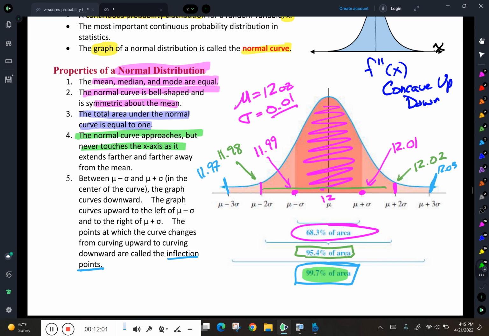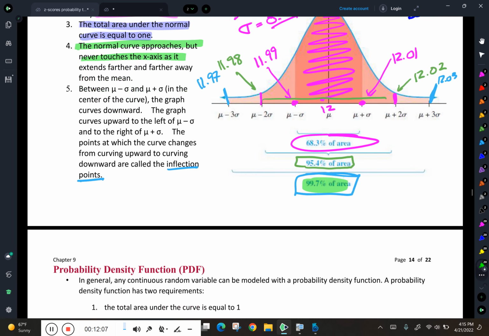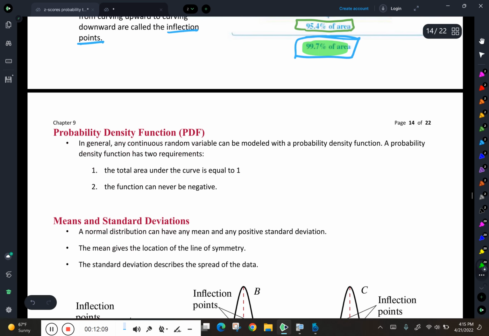That's one of the other reasons why we love that curve, the normal distribution. Okay? In general, any continuous random variable can be modeled with a probability density function. So if there's a way to measure it, we can find a curve and an algebra that'll work. Okay? There are only 2 requirements.